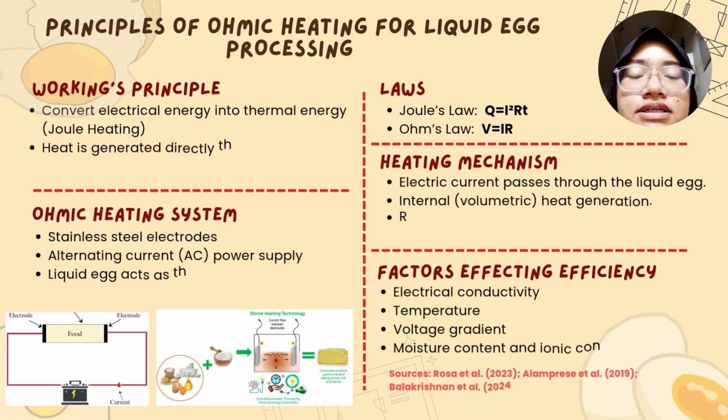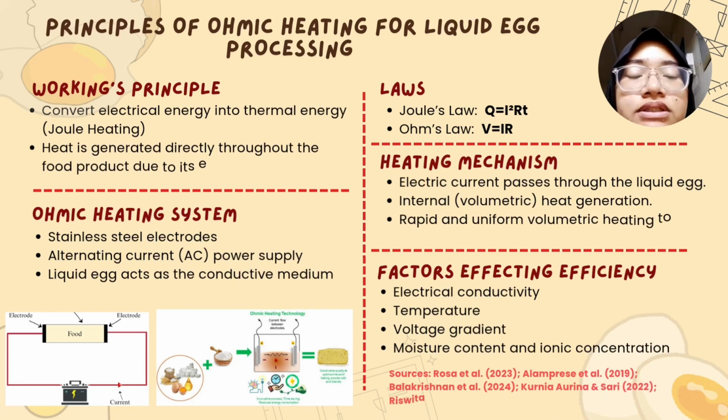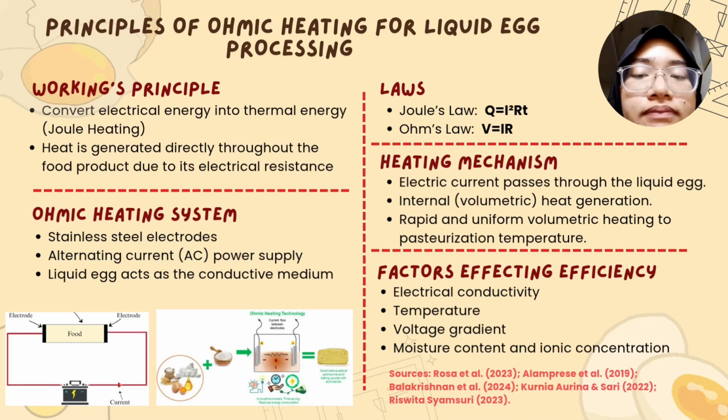Ohmic heating is the conversion of electrical energy into thermal energy. It is also known as cold heating. Unlike conventional heating, heat is generated directly within the liquid egg due to the electrical resistance, which results in the heat being generated rapidly and uniformly. The process is based on Ohm's law and Joule's law.